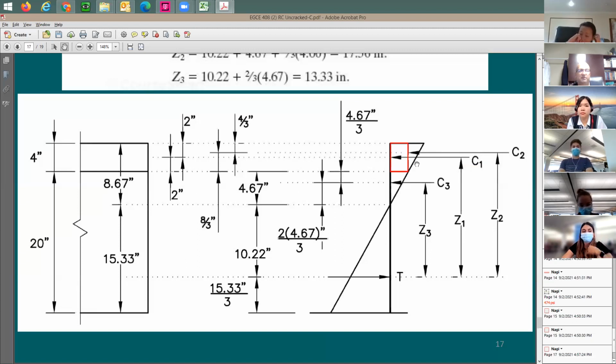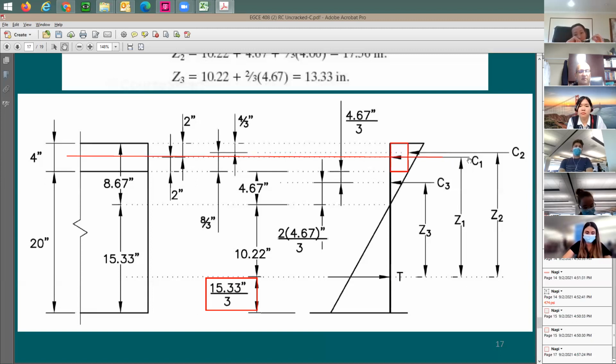For example, the first one is going to be at the mid height of the flange. So you say, okay, mid height compression of the flange. It's going to be right here. This is C1. How much is this Z1? Well, first, where is this tension force? This 15.33 divided by 3. Okay, now I have this value here. The location of this T force is determined.